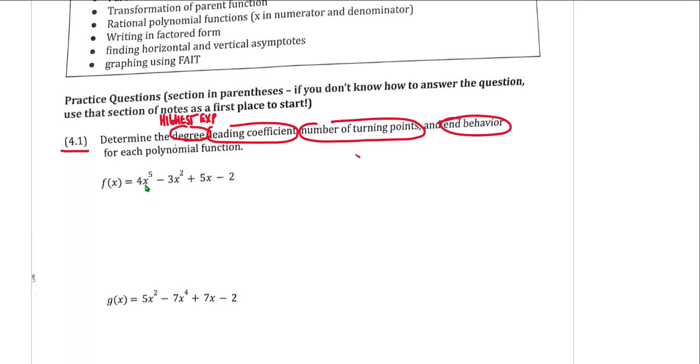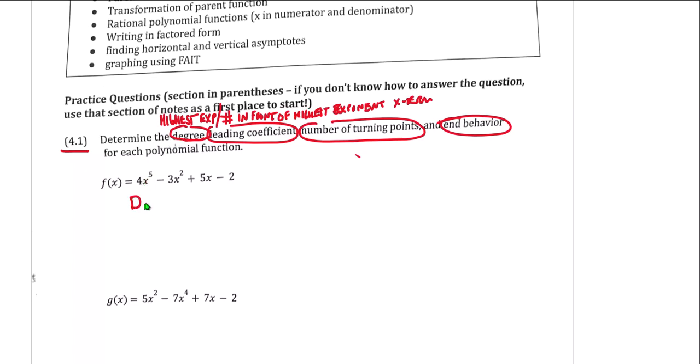Most of the time it will be your x terms, although this variable can change depending upon how the polynomial is defined. But it is the highest exponent on your x terms. The leading coefficient will be the number, or I suppose it could be a variable as well, in front of the highest exponent x term. So find the number in front of that highest exponent x term, and you will have your leading coefficient.